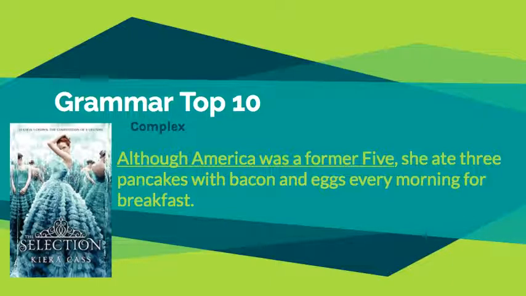The independent clause would be, she ate 3 pancakes with bacon and eggs every morning for breakfast, because it can stand alone and make sense. The dependent clause is, although America was a former 5. This does not make sense because when it stands alone, it's not a complete sentence. So, and it also depends on the independent clause to make sense, given the name of dependent.